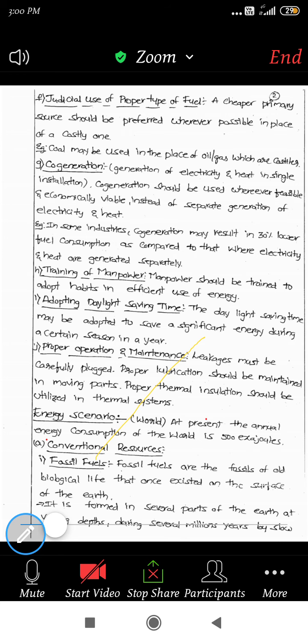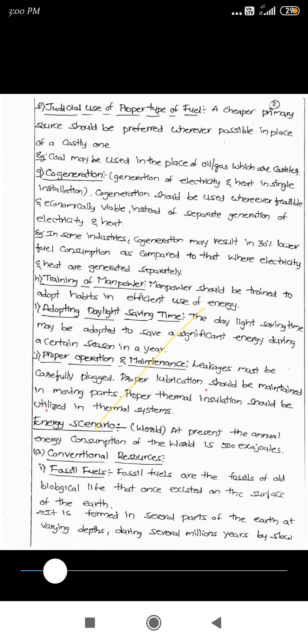And next one, training of manpower. So we can use manpower. That manpower is used in different areas, based upon where we need manpower. That manpower is utilized entirely for any system, say either fuel consumption or whatever it may be. That is for the training of manpower.